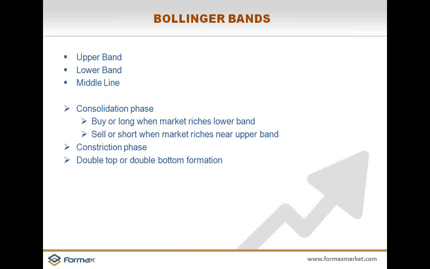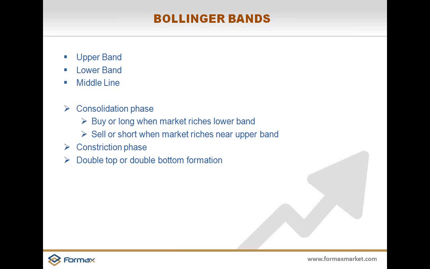Now we will understand what the Bollinger Band is. The Bollinger Band is slightly more difficult as compared to MACD and RSI, which we have studied earlier. There are three parts in the Bollinger Band: the upper band, the lower band, and the middle line. We will see later what these are. And if we talk about strategies, there are three kinds you can use. One is the consolidation phase, second is the constriction phase, and third is the double top or double bottom.